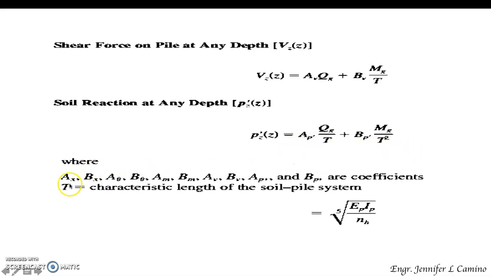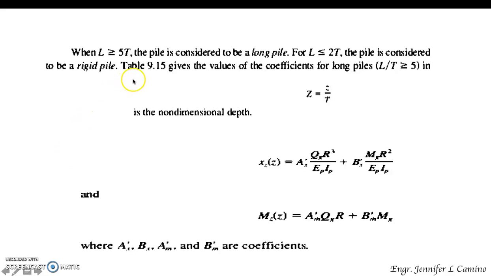Basically, A sub X, B sub X, A sub O, B sub O, A sub M, B sub M, A sub V, B sub V, A sub P, and B sub P are coefficients. And T is the characteristic length of the soil-pile system, which is equal to the fifth root of E sub P, I sub P, all over N sub H. When L is greater than or equal to 5T, the pile is considered to be a long pile. If L is less than or equal to 2T, the pile is considered to be a rigid pile.